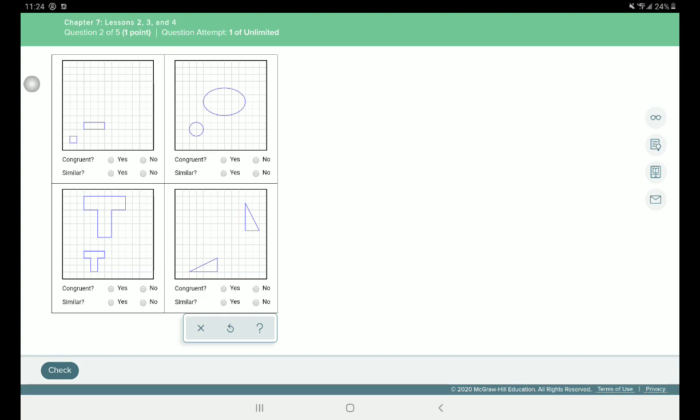So for example, like the first one, these are not the same shape or the same size, so that would be no and no. The second one, same thing, not same shape or same size. The third one with the T's, those are similar shapes, but they're not the same size, so they're not congruent. And then the last one, those are both congruent and similar. Okay, so that's the idea behind that one.